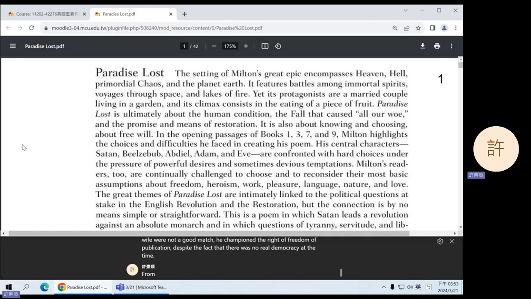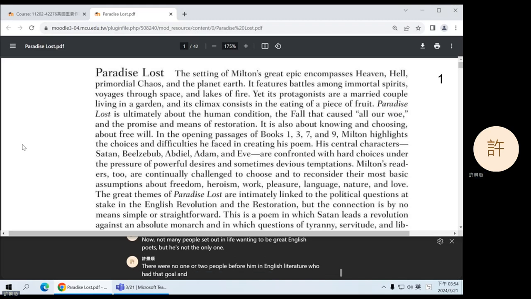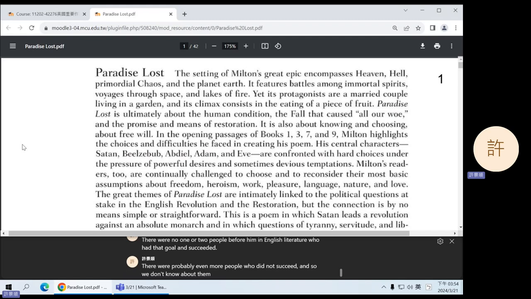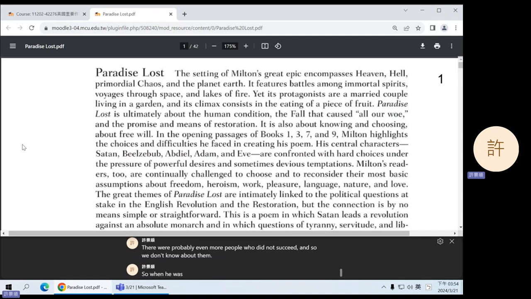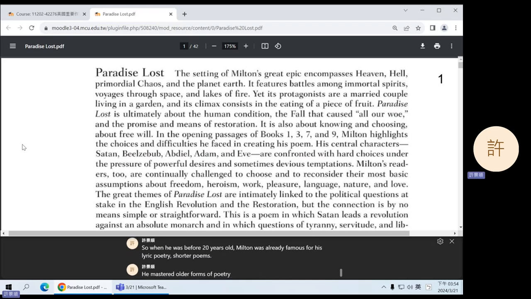From a young age, Milton set a goal for himself. He wanted to be a great English poet. Now, not many people set out in life wanting to be great English poets, but he's not the only one. There were one or two people before him in English literature who had that goal and succeeded. There were probably even more people who did not succeed, and so we don't know about them. When he was before 20 years old, Milton was already famous for his lyric poetry, shorter poems. He mastered older forms of poetry, and he set his sights on doing something big.